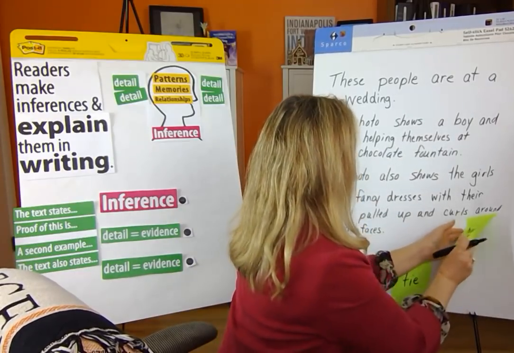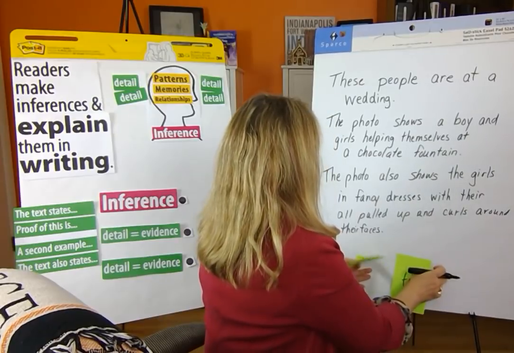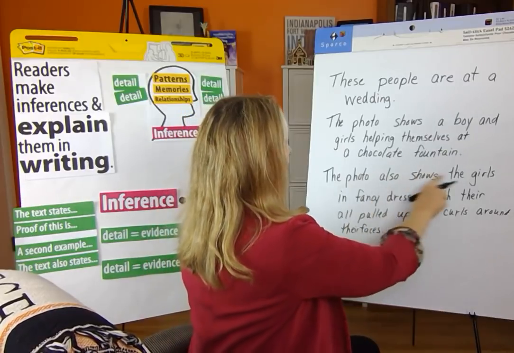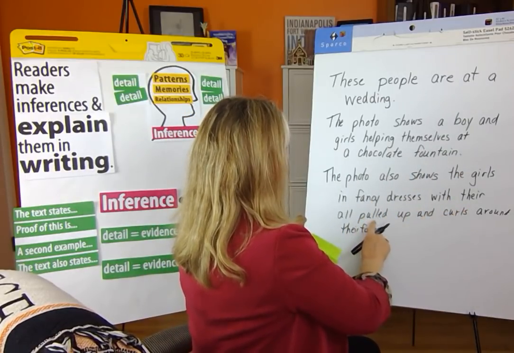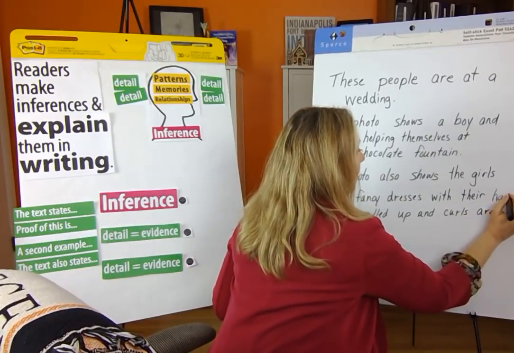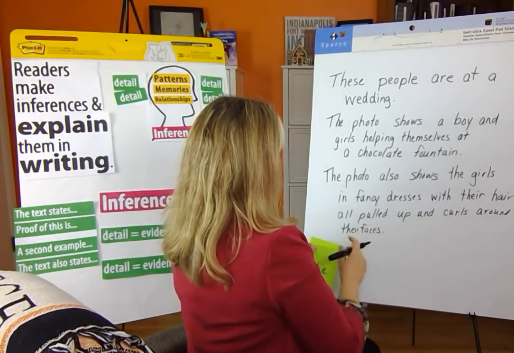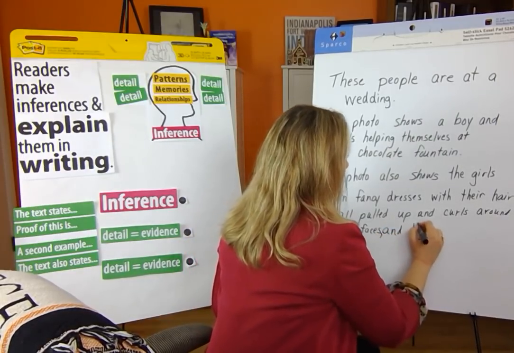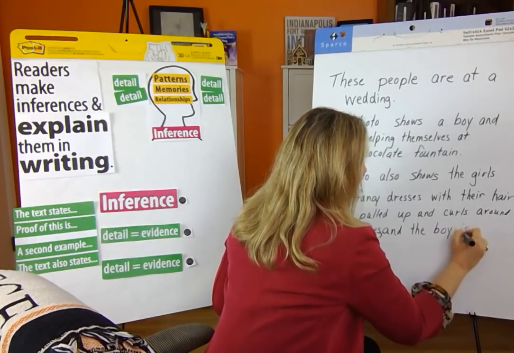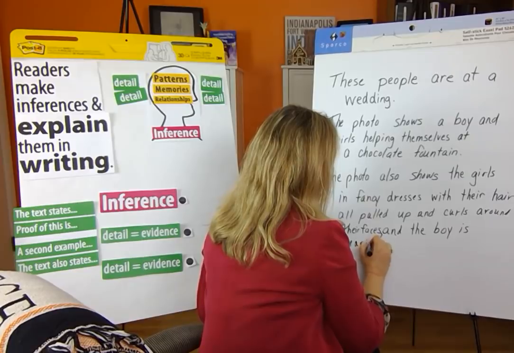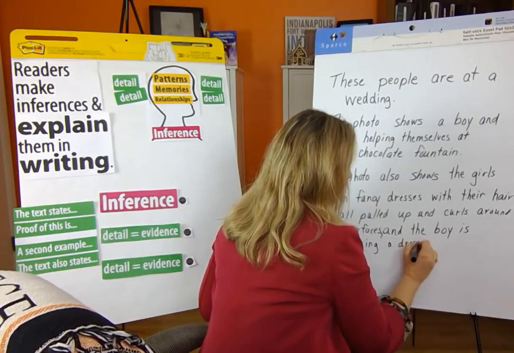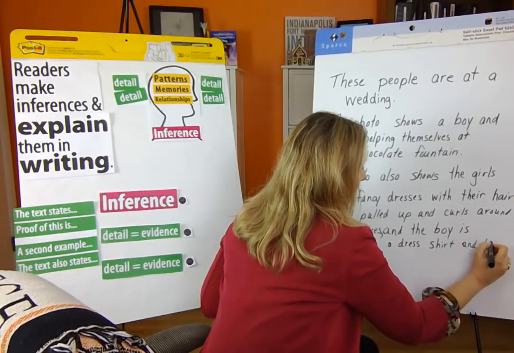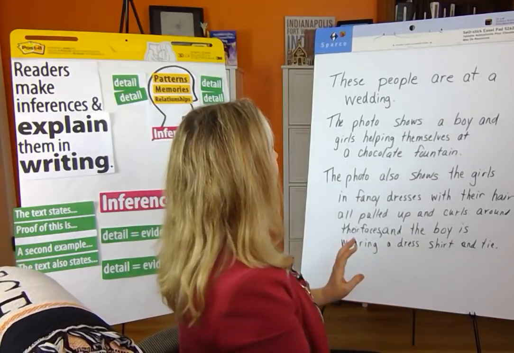Okay, so now I've got, oh, you know what? I wanted to put this together in one sentence. The photo also shows the girls in fancy dresses with their hair all pulled up and curls around their faces. And the boys, I'll put a comma, and the boy is wearing a dress shirt and tie. Period. Okay, so that's all about their clothing.